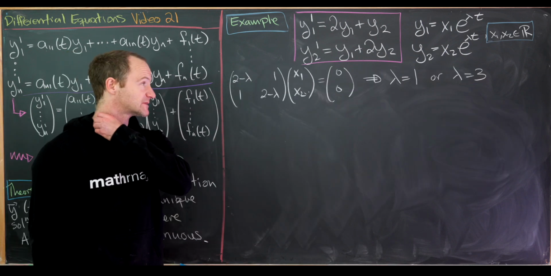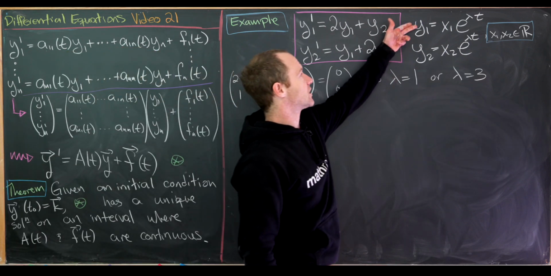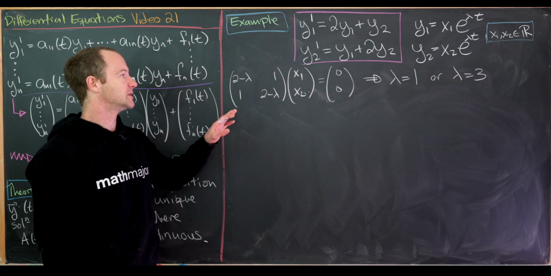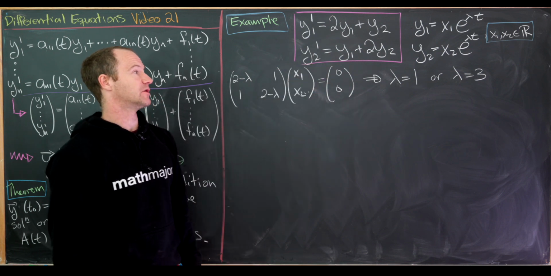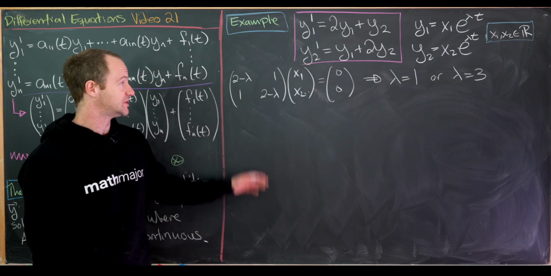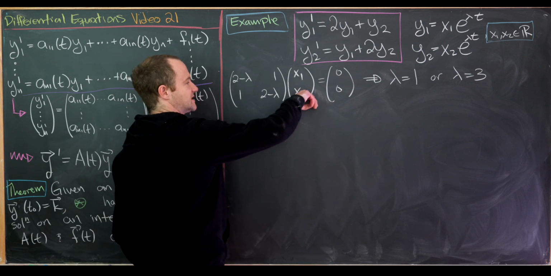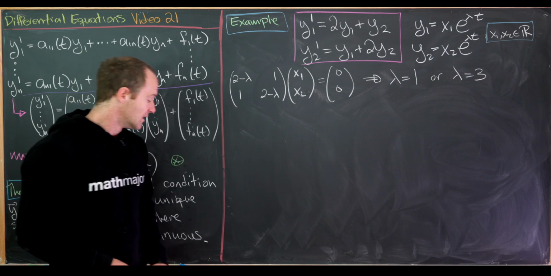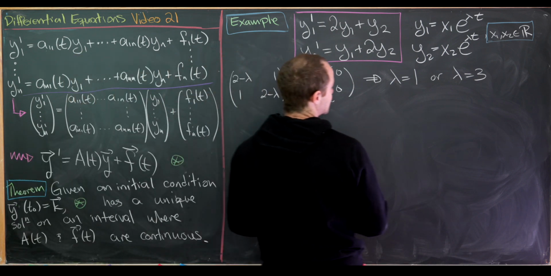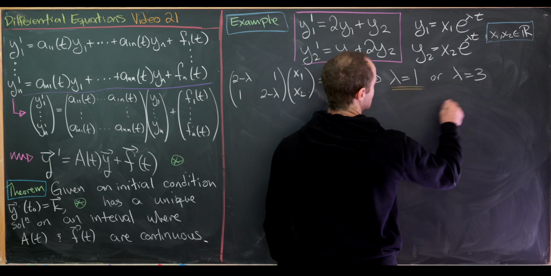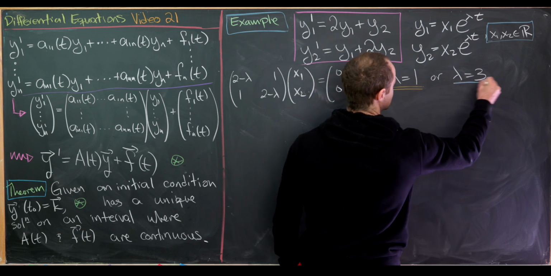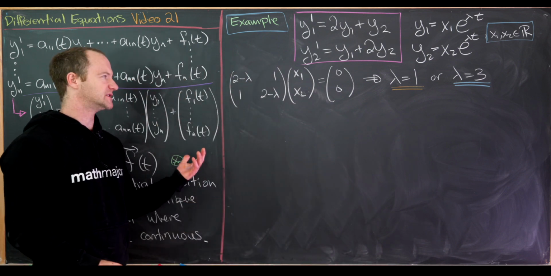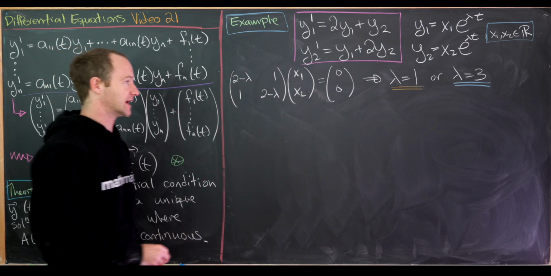Okay, so on the last board we determined that if we started with the following maybe guesses for solutions of our system, then the lambda in the exponent there and the numbers x1 and x2 satisfied the following system of linear equations exhibited by this matrix vector equation. Furthermore, we saw that lambda was either equal to 1 or lambda was equal to 3. Those were the two possibilities. So let's work through each of those and see if we get values for x1 and x2.